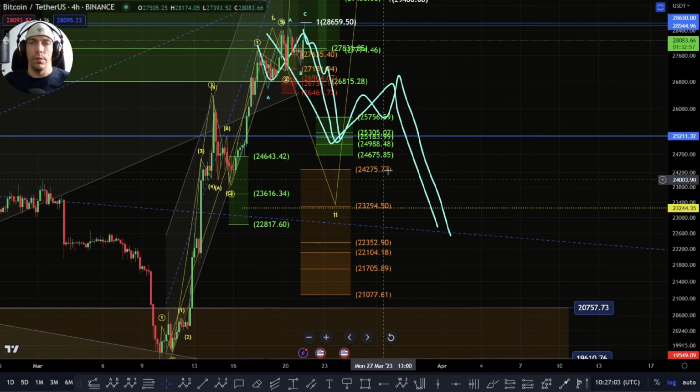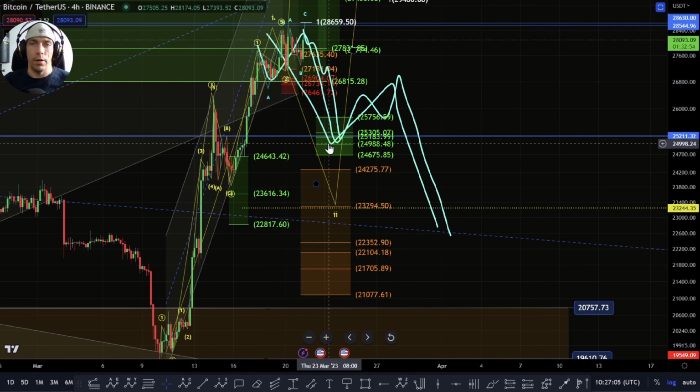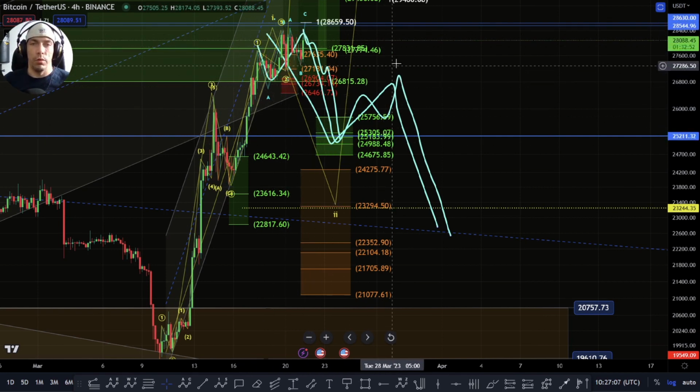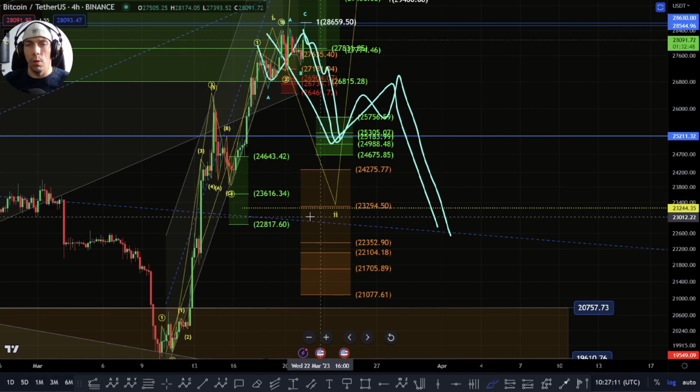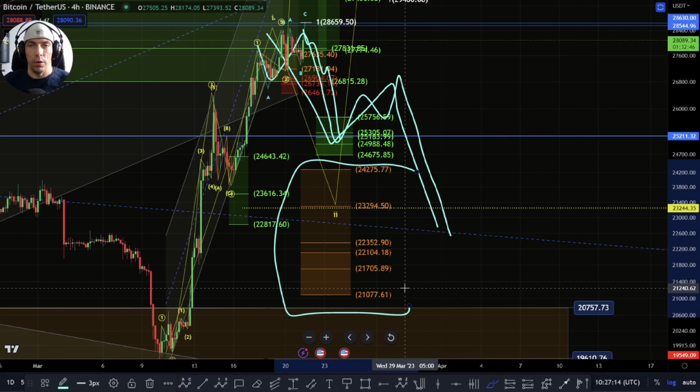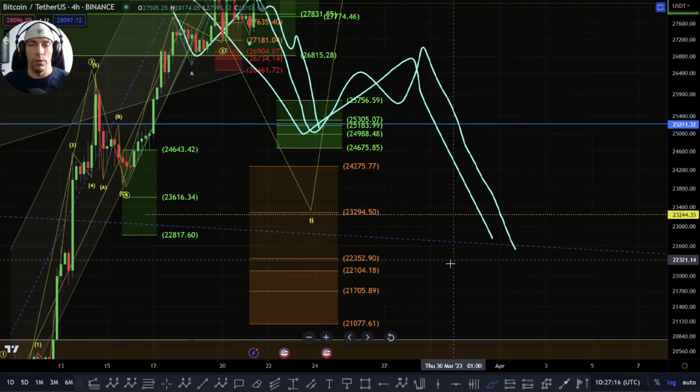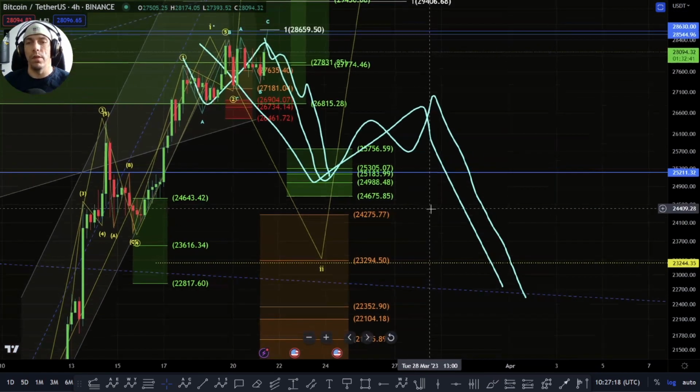It doesn't have to start with a five-wave move. We could get something like a flat down here, and then this becomes a bigger W and X and a Y, and either we come back and look to retest these zones, or potentially lower down here in this orange box area towards this 24,275 to this 21,077.